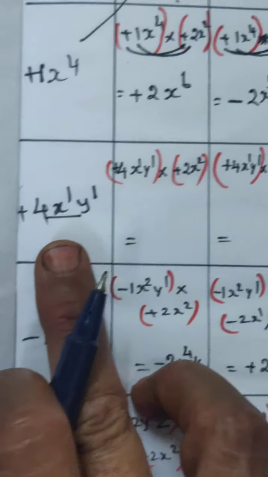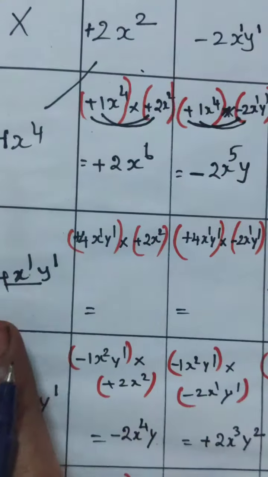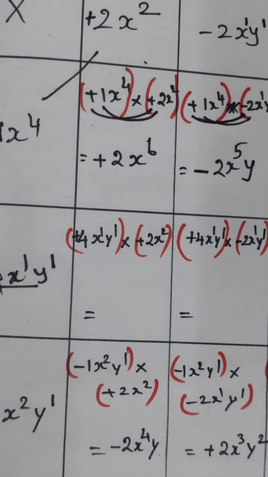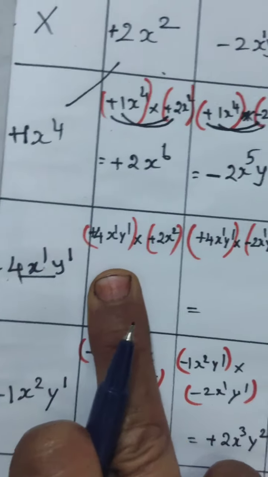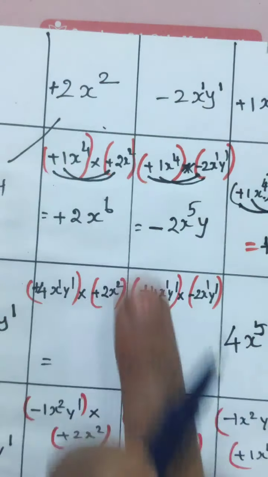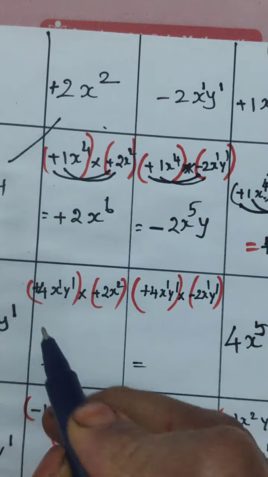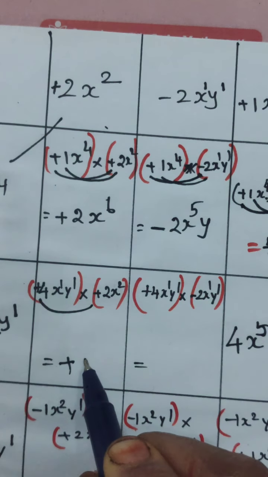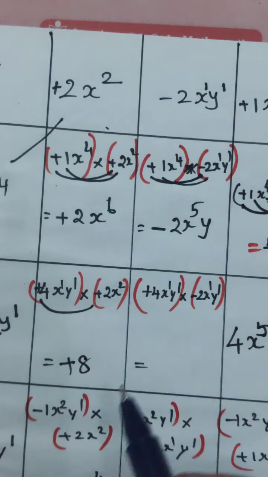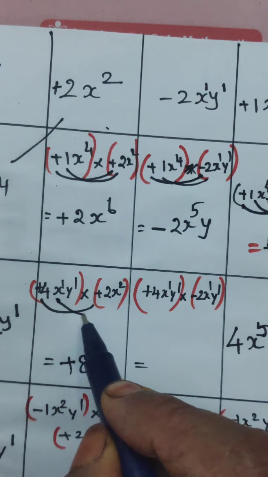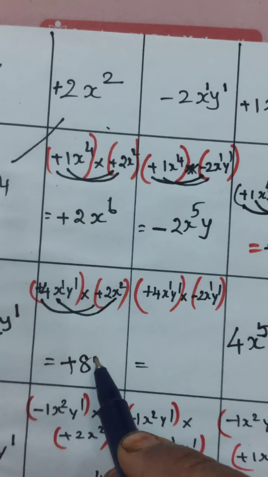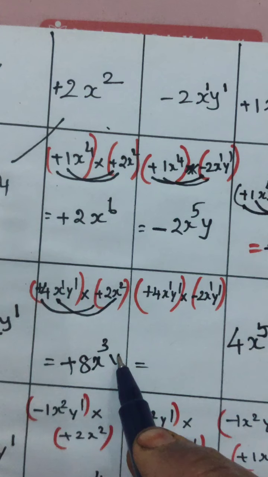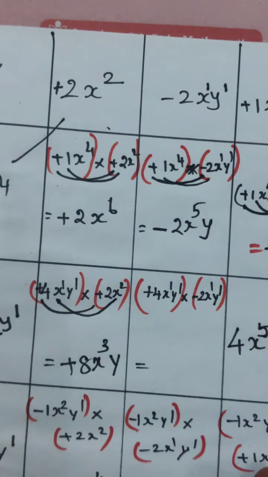Next, here second term, there first term. Here in the second, whatever is in the upper line, you write it first: 4x power 1 y power 1 into plus 2x squared. So first multiply the numbers. Plus into plus is plus. 4 2s are 8. You should not write 6. Here x power 1, here x power 2. So 1 plus 2 is, what is the answer? 3. The y power is only 1 there, you write 1 or not, both are correct.